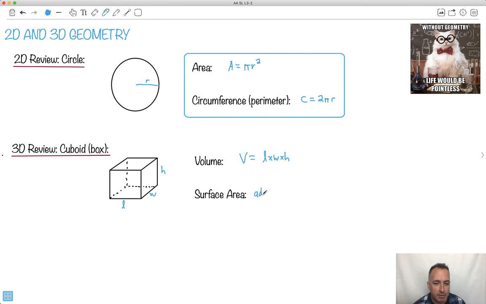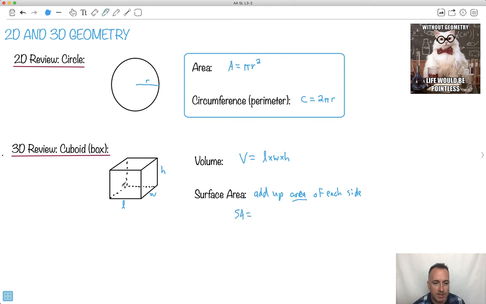Now the surface area, how do you do that? Here you have to add up the area of each side. Now how many sides does this cuboid have? Think about it. I mean, if you think about like a die, if you're playing dice, it's got six sides. So I've got to add up all the different six sides. So I'm going to call it SA, SA short for surface area.